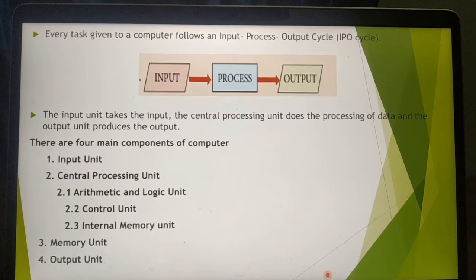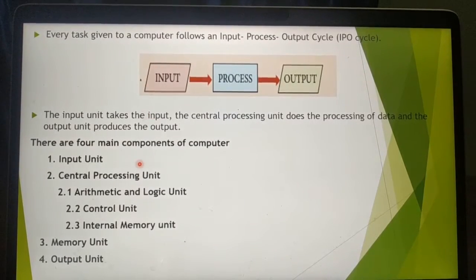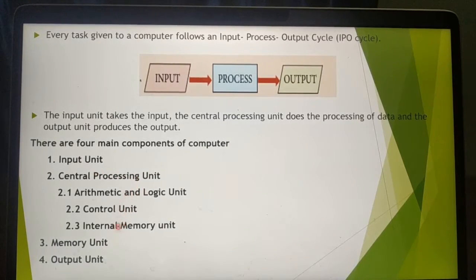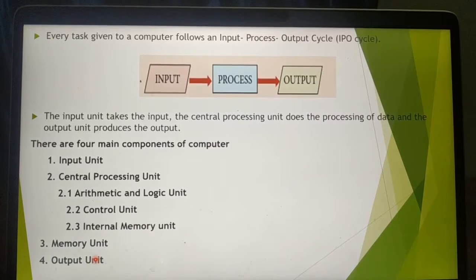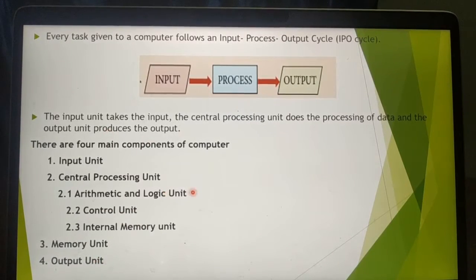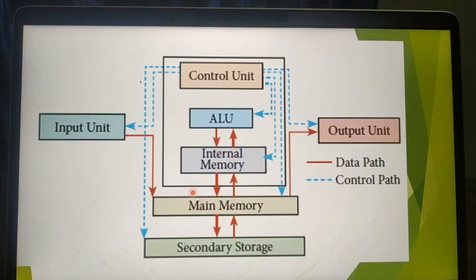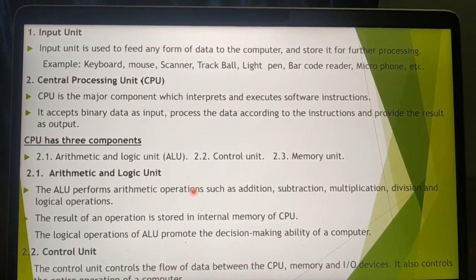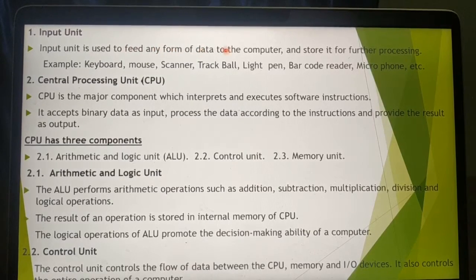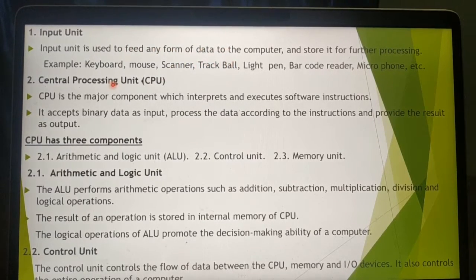Next, parts of a computer. 4 main components: input unit, central processing unit. The central processing unit again contains 3 parts: arithmetic logic unit, control unit, internal memory unit. Next, memory unit and output unit. These are the 4 main components of a computer. Next, block diagram of a computer. All the 4 components are given here. Next, input unit explained. What is the use of the input unit? It is used to feed any form of data to the computer. Then examples are given. Then central processing unit.